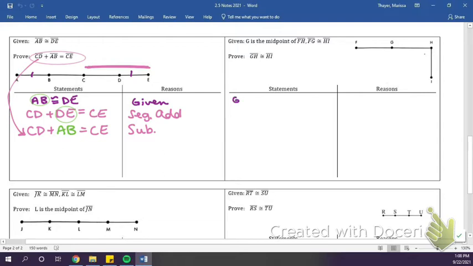On the next one, you'll start with your given. G is the midpoint of FH, as well as FG is congruent to HI. Those are both given. If G is the midpoint of FH, I would be able to say that FG is congruent to GH. That's definition of midpoint.